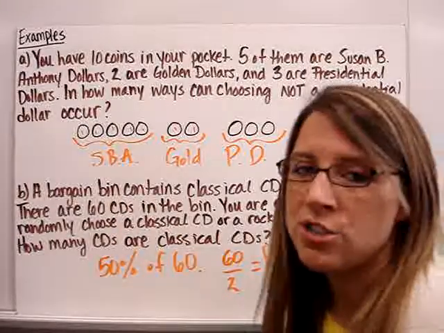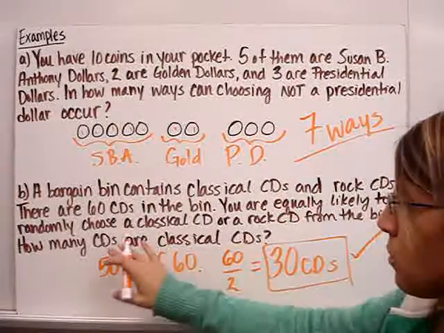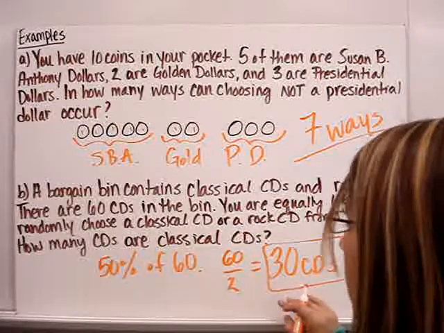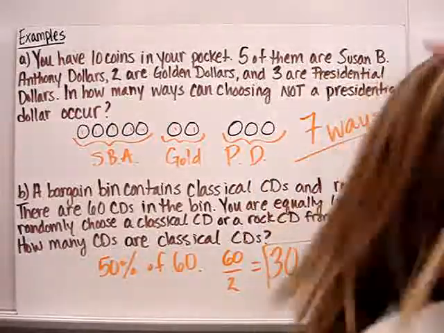Read back over the question, make sure it makes sense, and double check your answer. If you're equally likely to randomly choose a classical CD or a rock CD from the bin, and there are 60 to begin with, 30 CDs for classical makes perfect sense.